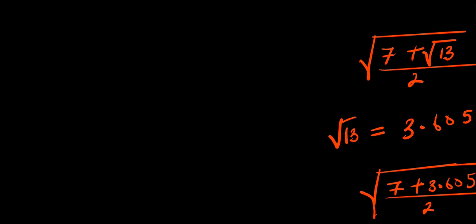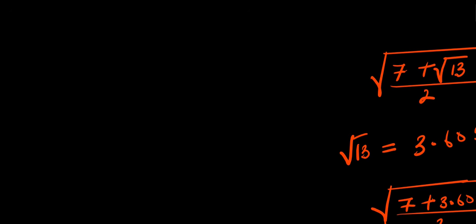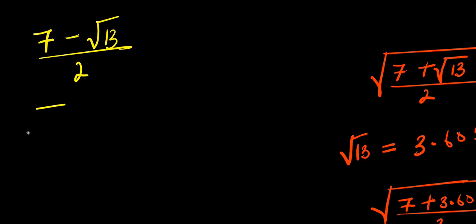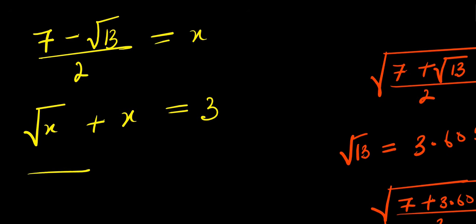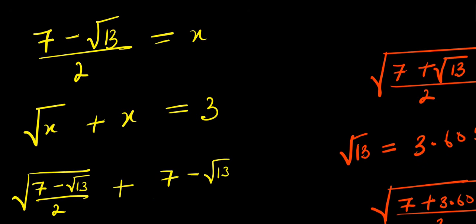So we have 7 minus root 13 divided by 2. And this time around, we still have the same equation, which is square root of x plus x equals 3. And this is our x. So we have square root of 7 minus root 13 divided by 2, plus 7 minus root 13 divided by 2, equals 3.